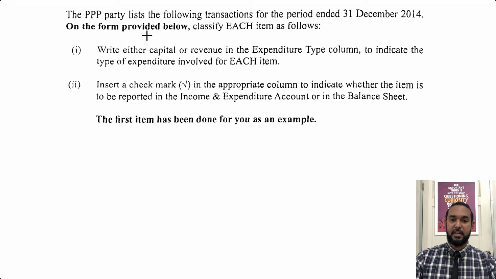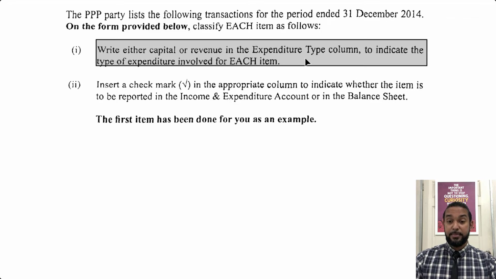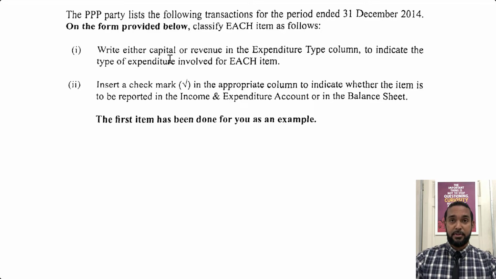So before we go to the example, do you know the difference between capital and revenue expenditure? Capital expenditure is expenditure to acquire new fixed assets or to make significant improvements to them. Revenue expenditure is any other type of expenditure, rent, salaries, depreciation as well. So that's how we're going to have to classify the expenditure. Is it capital? Was it spent to acquire new fixed assets, or was it spent on anything else?